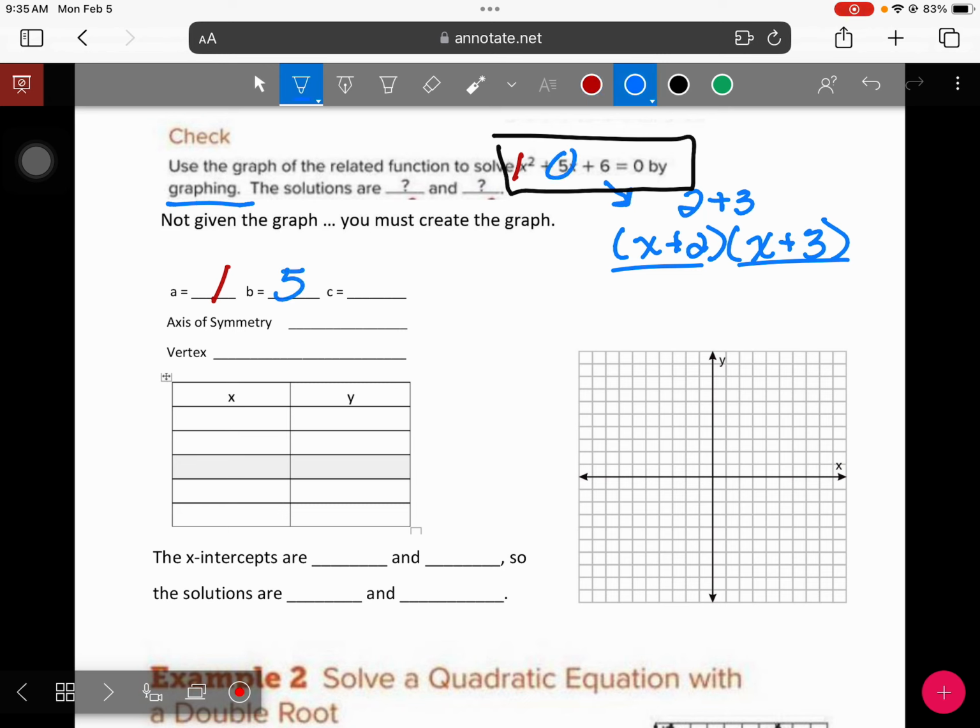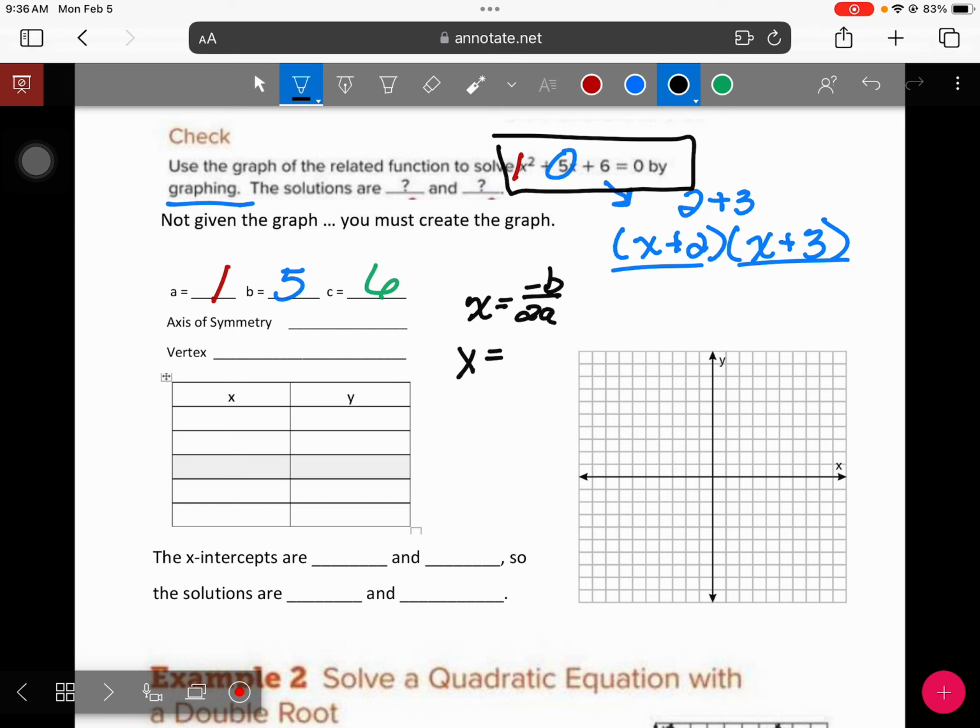5 right here. What's my C value? 6. Axis of symmetry. How do I find the axis of symmetry when I have general form? Isn't there some little formula or something? X equals minus B all over C. Yeah, but you didn't sing it. X equals opposite of B all over 2A.